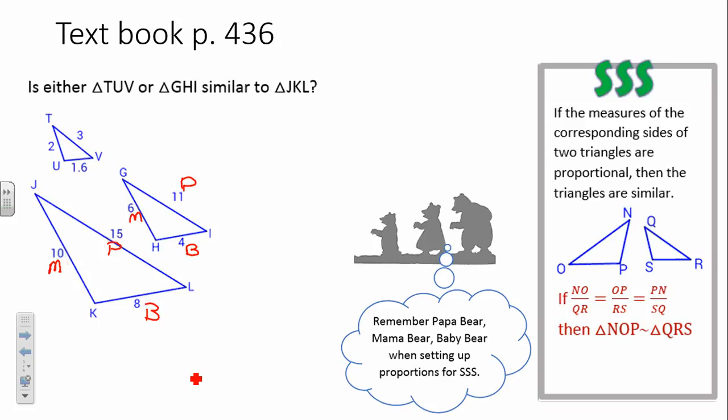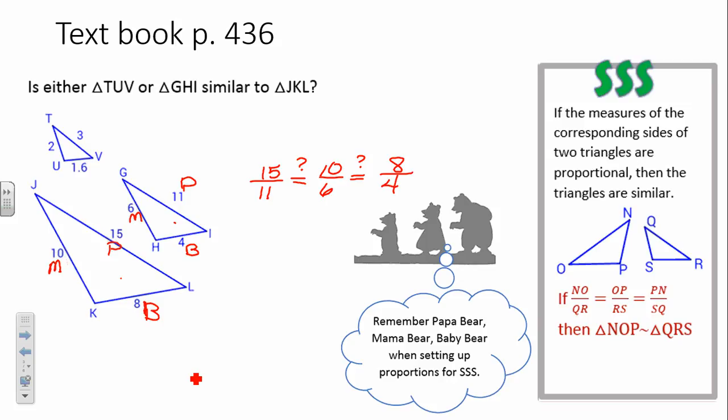So when I'm setting up proportional statements to decide if these fractions are proportional or not, if I go from the large triangle to the small triangle, I want to start with the large triangle's Papa Bear and put the small triangle's Papa Bear beneath, and ask myself, does that equal the large triangle's Mama Bear, the medium-sized side, versus the small triangle's medium-sized side of 6? And is that equal to the Baby Bears, the 8 over the 4? Large triangle's Baby Bear, the small triangle's Baby Bear.